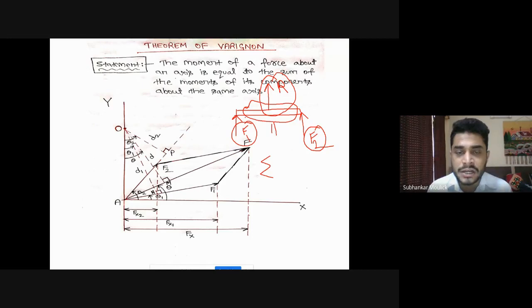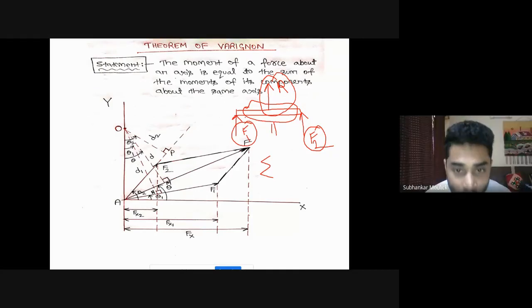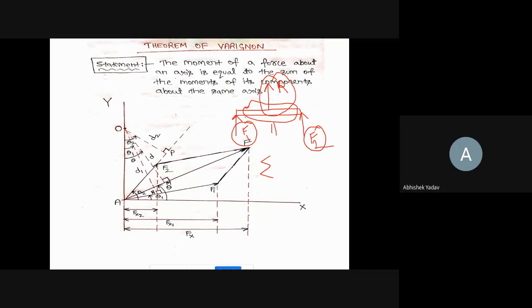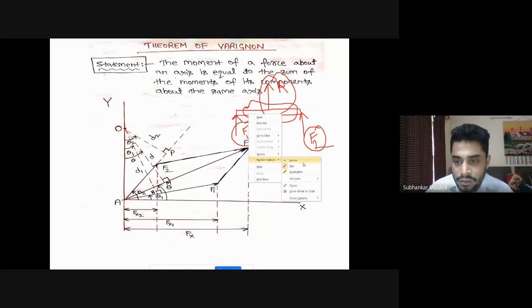Is the definition clear? Is the statement clear of this theorem? Any doubt? Sir, please repeat once. Okay. What is the theorem of Varignon? Okay, let me erase all these things.